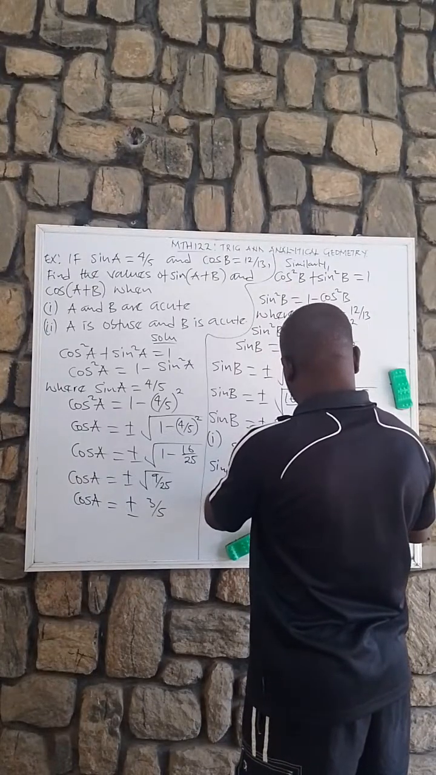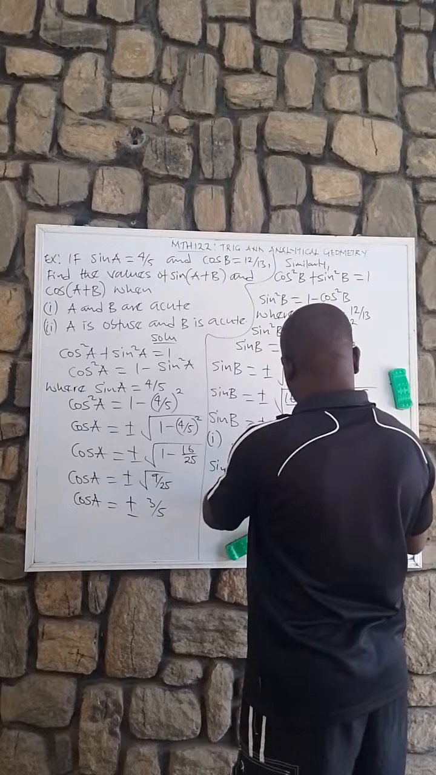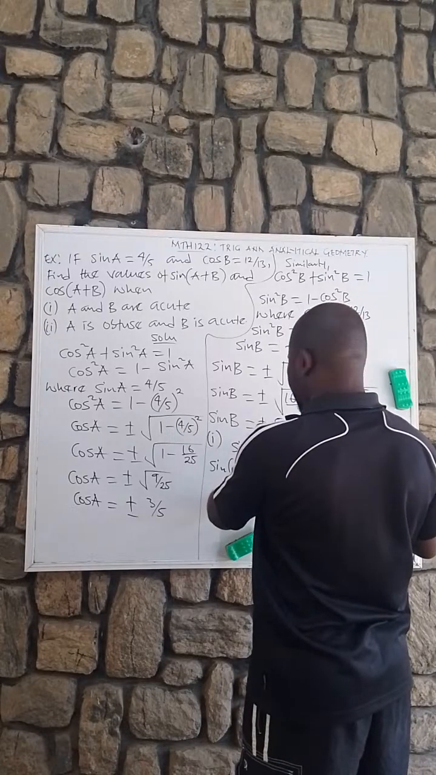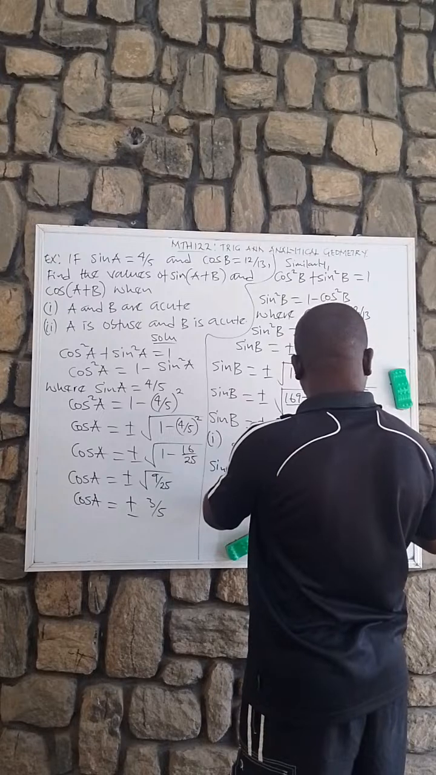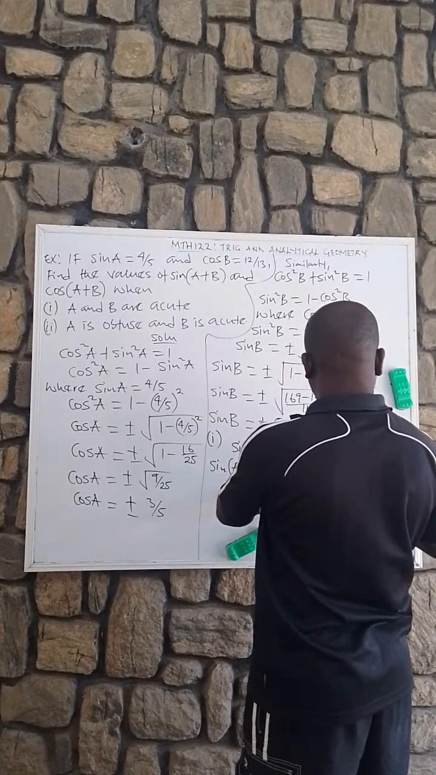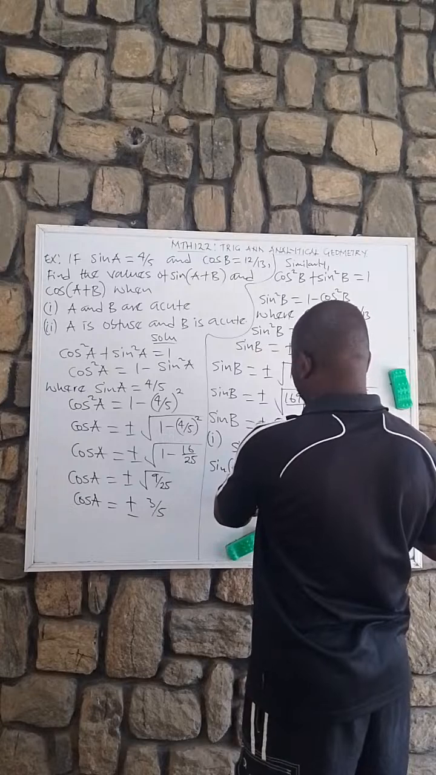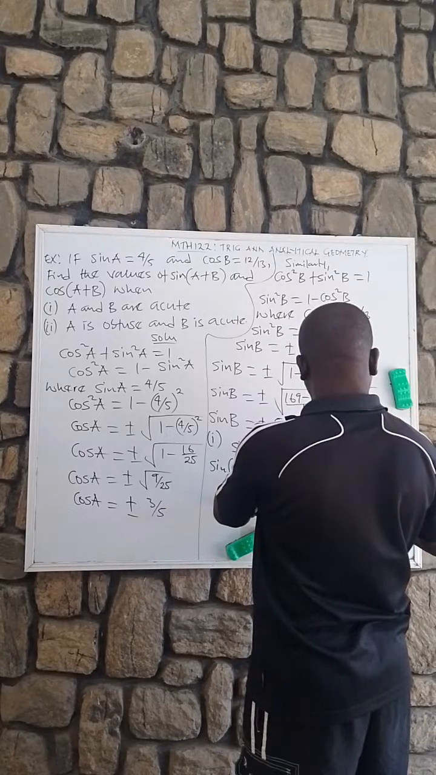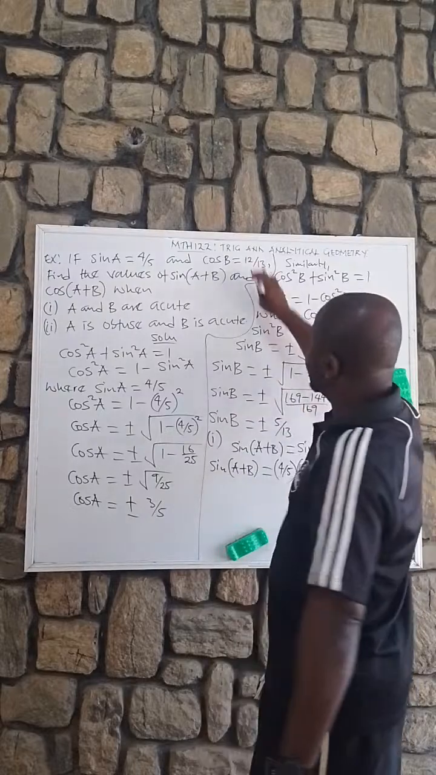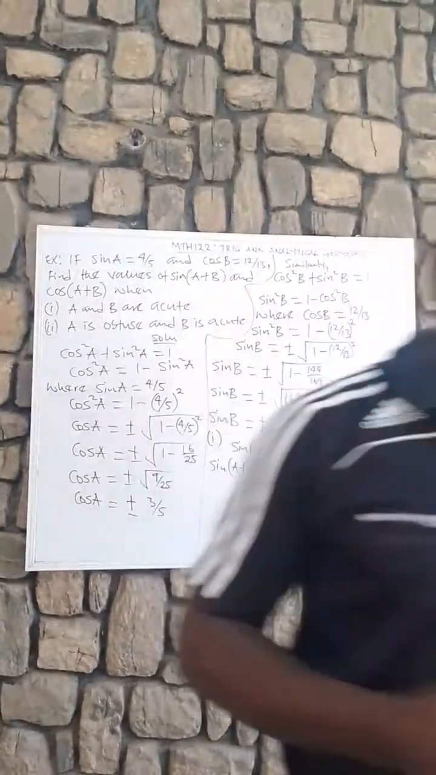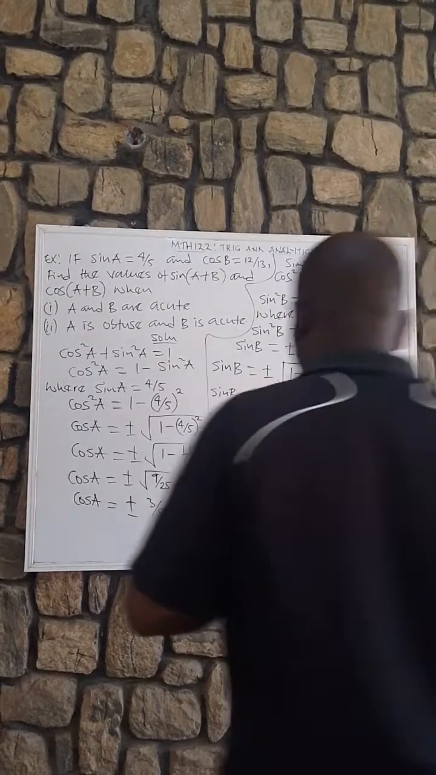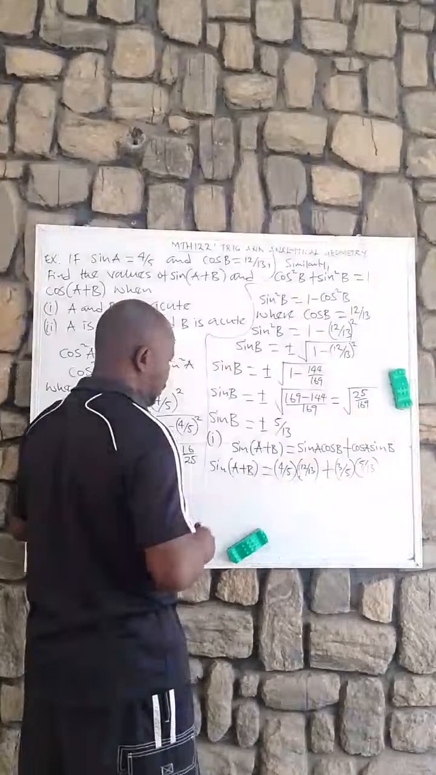12 all over 13. Then plus cos A is 3 all over 5, and sine B is 5 all over 13. Please take note, this is cos B. Sorry about that. Take note. Okay, so far so good.